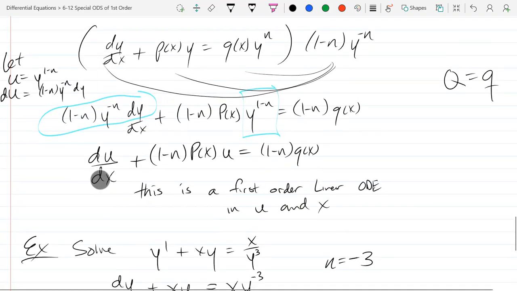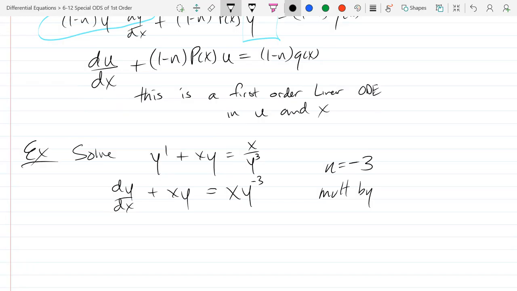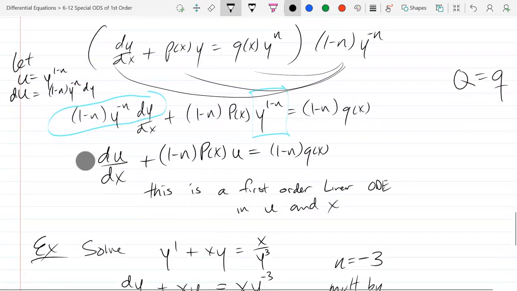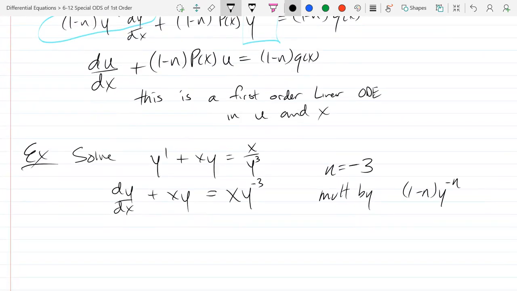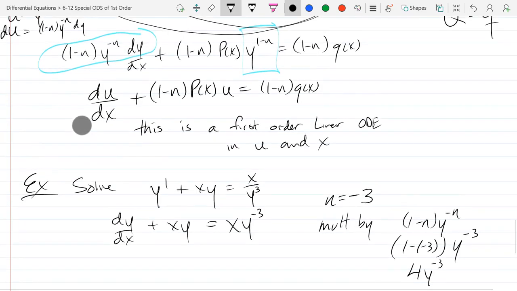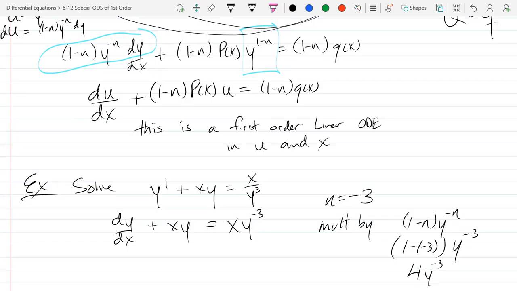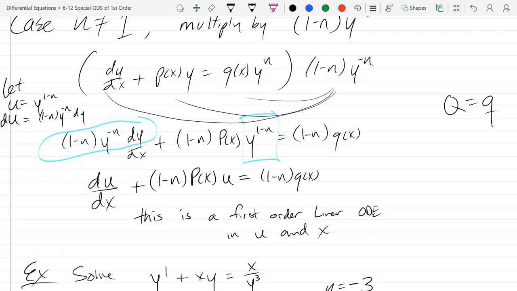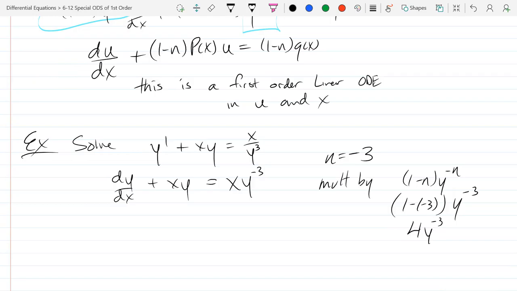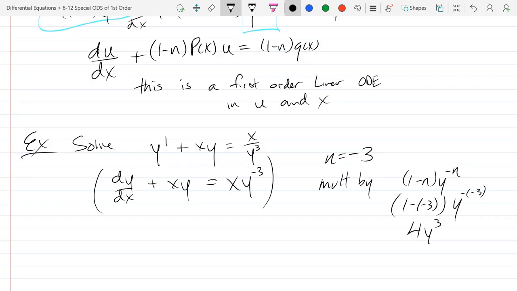So n equals negative 3, and we're going to multiply by 1 minus n, y to the negative n, which is 1 minus negative 3 times y to the negative 3. So we're going to multiply by 4y to the negative 3. Yeah, another thing that happens, if you noticed, on the right side, all the y to the n's disappear after you multiply. So if you still have y's on the right side, you did something wrong, which I did right there, just to demonstrate that. So we got minus negative 3 y cubed. Okay, so multiply by that 4y cubed.